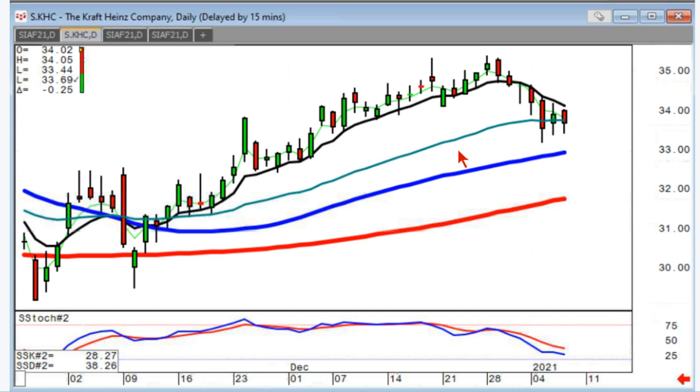Kraft Heinz is driving you nuts. Why? If you're long, you shouldn't be long. If you're short, you can stay short. Very simple. As long as it stays below the T-line, you can stay short.